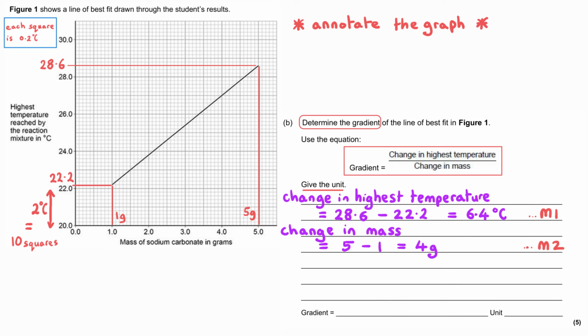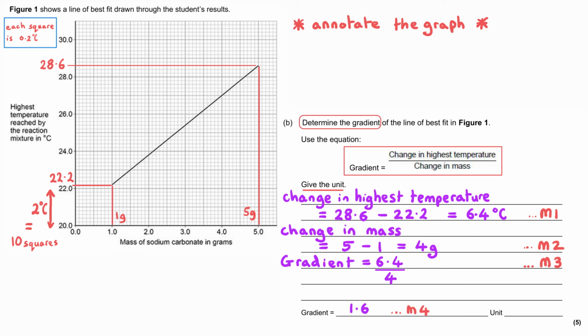And so to calculate the gradient, we need to take that change in highest temperature, 6.4 degrees C, and divide that by our change in mass, which is 4 grams. And this gets us our third mark for setting out the calculation. It's always important to show your calculations for any question worth more than 2 marks. And then for our answer, we get 1.6 for our value. That gets us the 4th marking point.